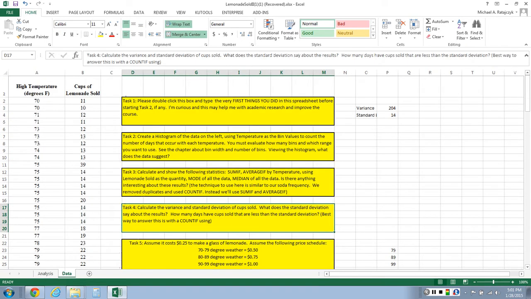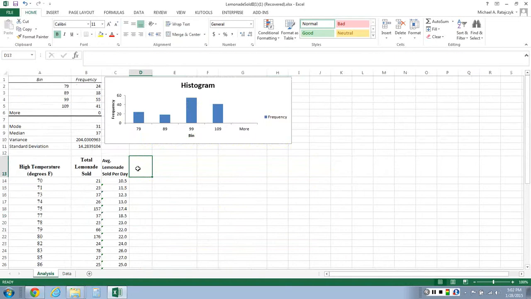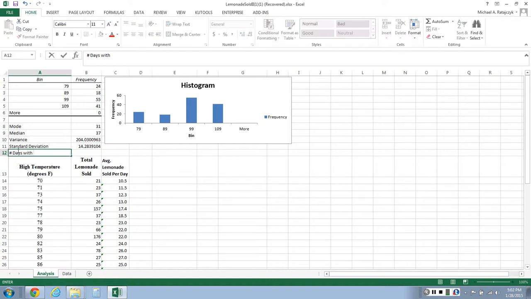So now the question is, how many days have cups sold that are less than the standard deviation? Okay, so standard deviation again is movement against the mean. Okay, away from the mean. How many units away from the mean are most of these results? Okay, so that could be good for trying to figure out the volatility in our data. Okay, so number of days with quantity sold less than STD dev. Okay?